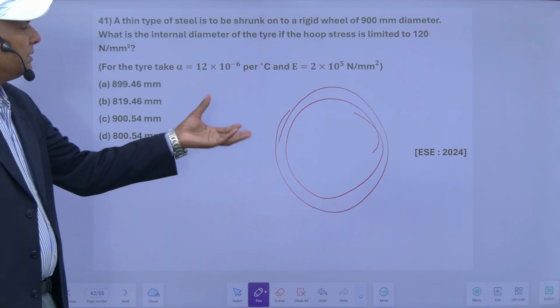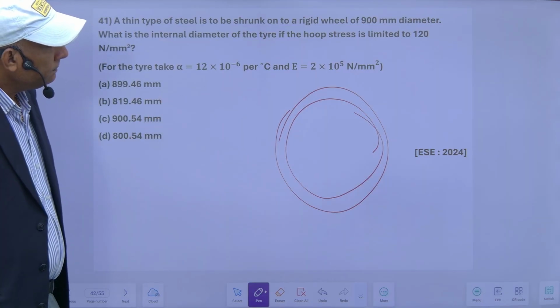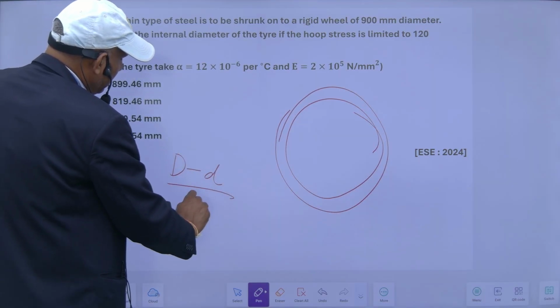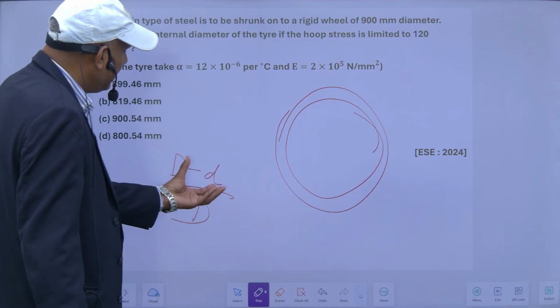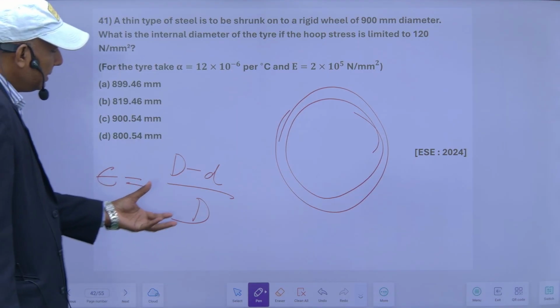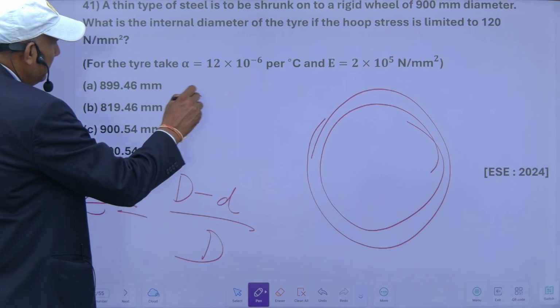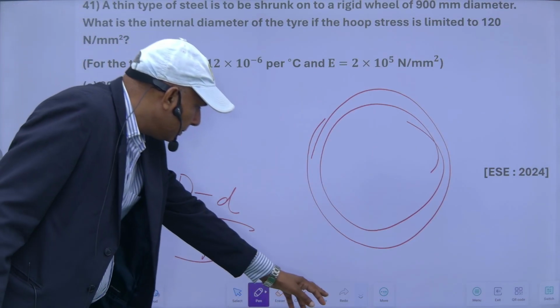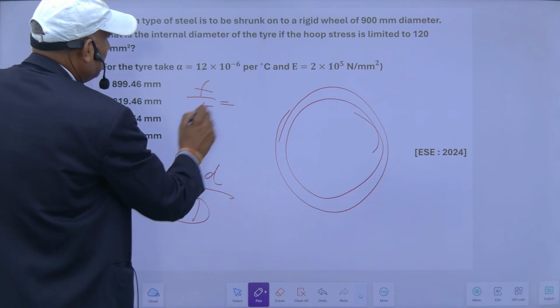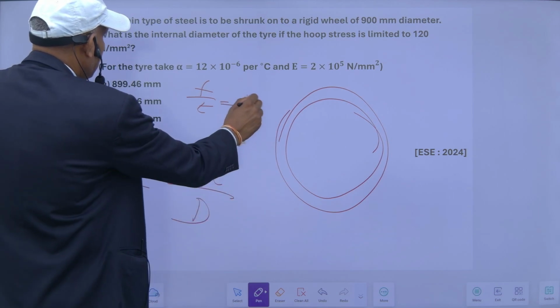So the formula of the strain in this case is equal to (D minus d) upon D. This is the shrinkage strain. So this is a strain, and stress upon strain is equal to Young's modulus of elasticity.